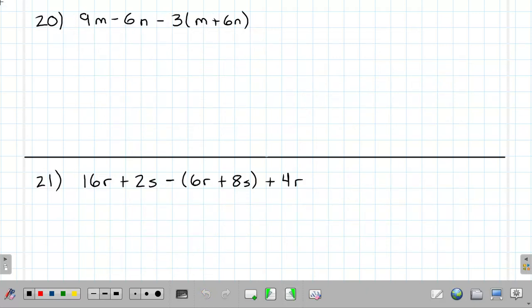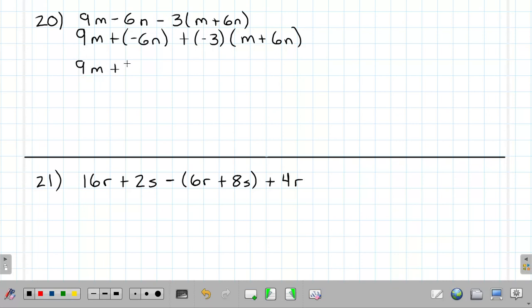Okay. For the actual notes, same kind of thing here. In this case, we have an expression with two different types of variables. So first things first, I'm going to write this as a sum, and then I'm going to distribute. In this case, the distributing here has to be with a -3. So we're going to have 9m plus -6n plus, in this case, -3 times m is -3m, plus -3 times 6 is going to be -18n.